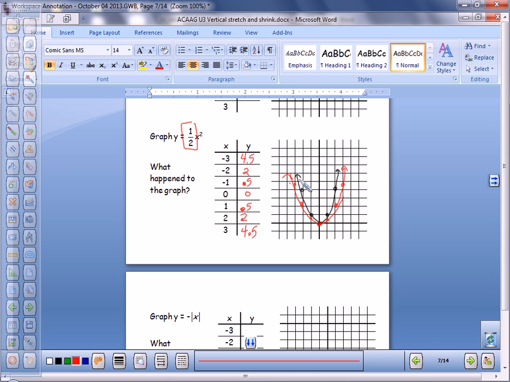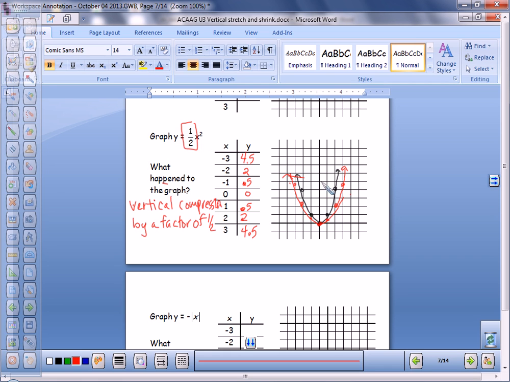You should see that it's been pressed down, and when it presses down, it widens out. So this is a vertical compression by a factor of 1/2. And what that causes is the graph to widen.